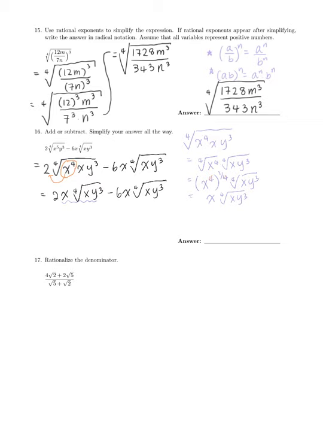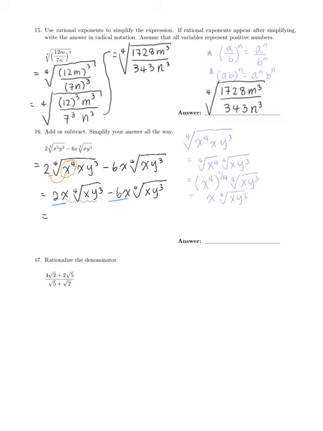All right, but anyway, so now let's take a look at this. Do we have a like term? Yes, we do. We have fourth root of xy cubed. They're like terms. I can combine these two. So what do we have? We have 2x minus the 6x.